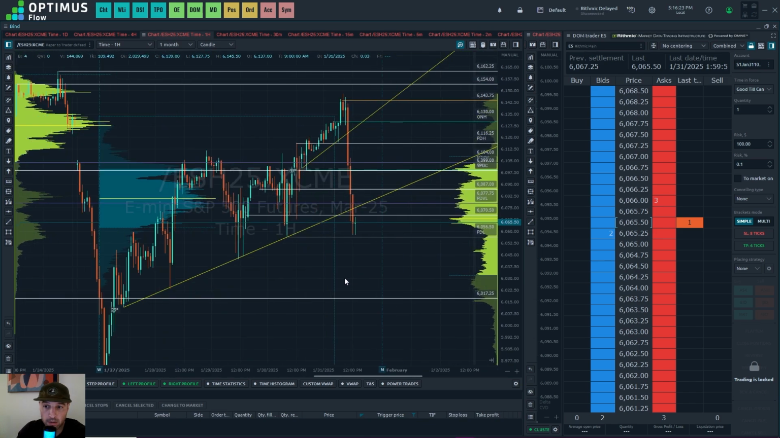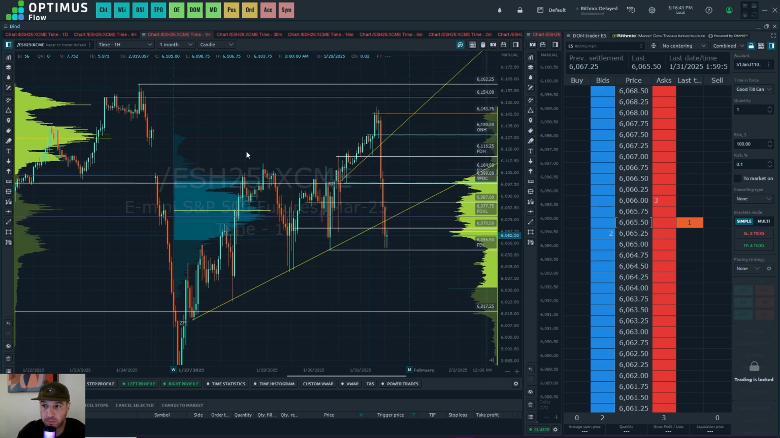But the reason it's important from a trading standpoint is because we need to know where the high volume nodes are and the low volume nodes are to know where the most traders are and the most volume has been transacted. We can use that to formulate trade ideas.